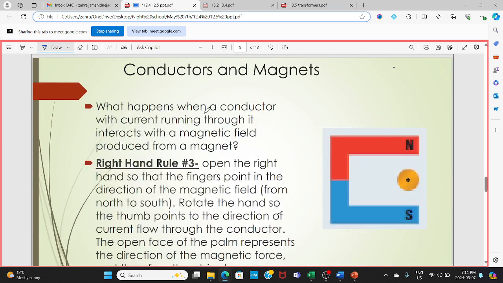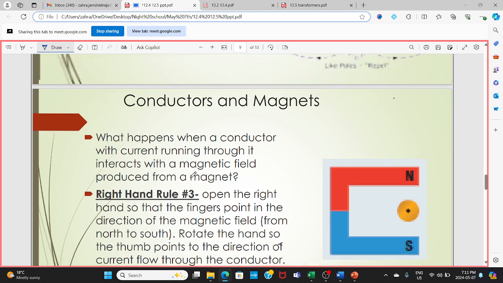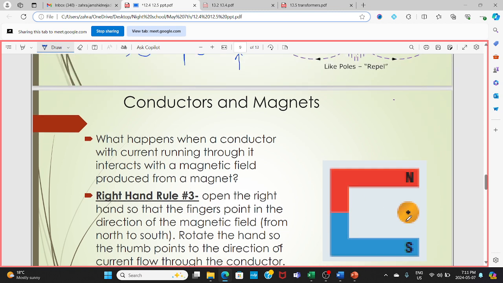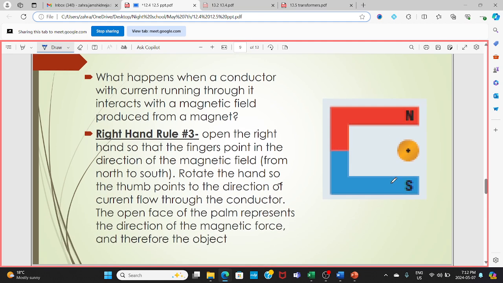Now we're going to the third right hand rule. When you have a wire, you have a magnetic field around the wire, and then you have external magnets, which create a magnetic field. So these two magnetic fields interact and there will be a force. Now I'm gonna use this right hand rule to find the direction of the force on the wire. Okay, follow me. Everyone follow me. Try to use your right hand as I do.